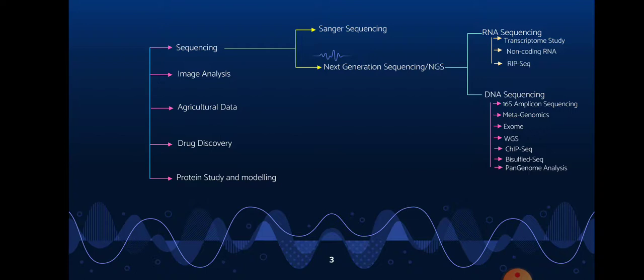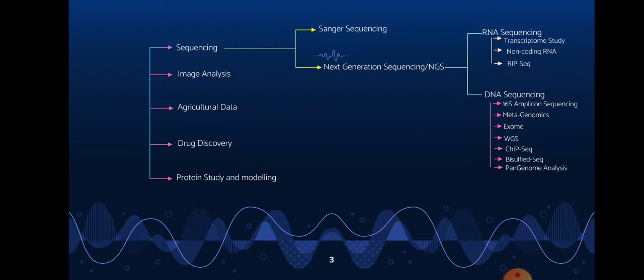In DNA sequencing, we have options like 16S sequencing, metagenome, exome, WGS, ChIP-seq, bisulfite-seq, pangenome, etc. In 16S amplicon sequencing, we amplify the 16S region of prokaryotic organisms to identify them. It can be used to identify pathogens in human samples, or different organisms in environmental samples like water, soil, etc. Metagenomic study can reveal unculturable microbial communities and their interactions in an environmental sample, and has great implementation to understand human physiology, environmental problems, etc.